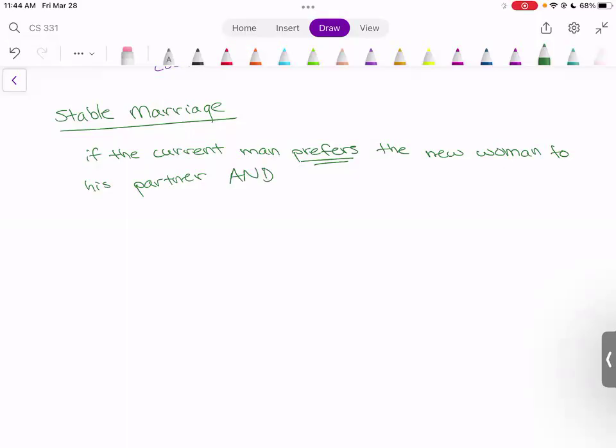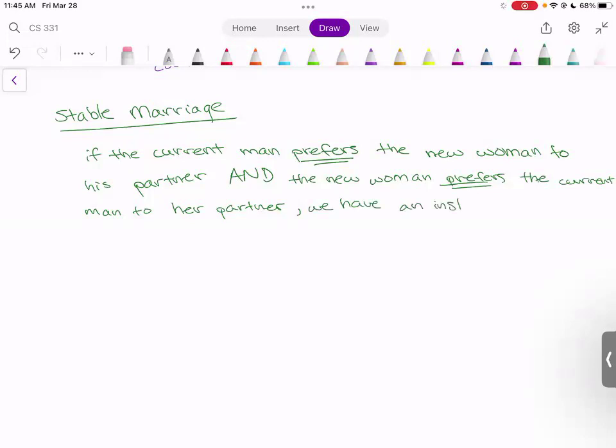and the new woman prefers the current man to her partner, we have an instability.